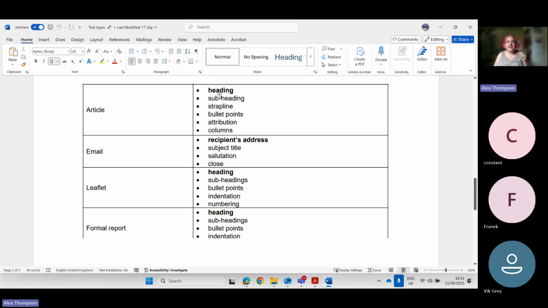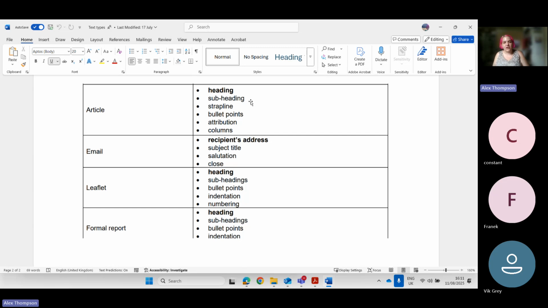So you can see in this right-hand column, I have taken this directly from the answer booklet, from the mark scheme, for what do we need an article to look like? What do we need to include to ensure that we are getting the highest marks possible, at least on how it looks, its appearance. Before we even look at the content and the quality of our writing, does it look correct?